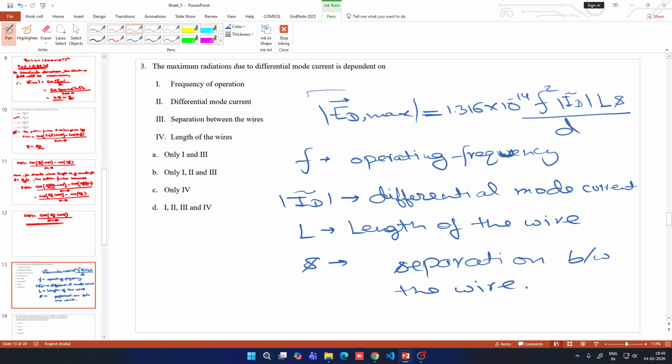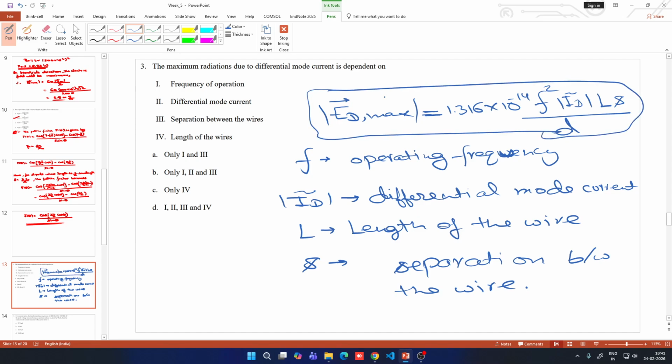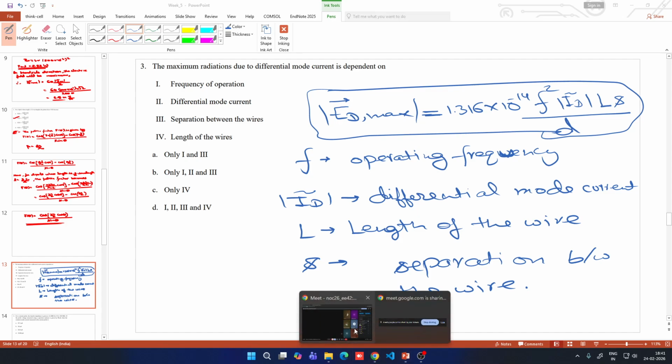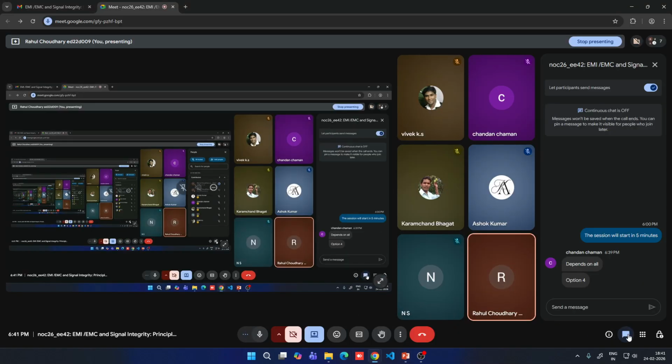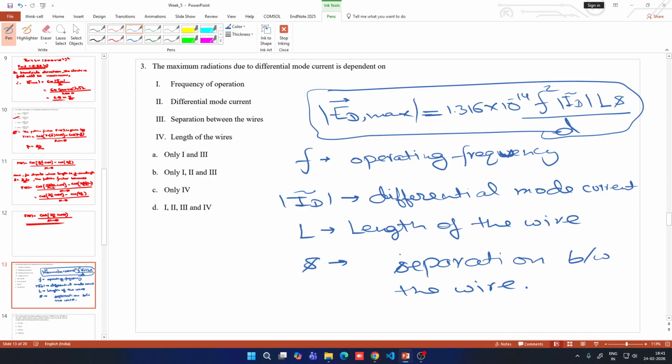Now since you have the formula which gives the dependence of this maximum radiation due to differential mode current, it depends on frequency of operation, I_D, L and S. Now I hope everybody got the answer, right? What will be the answer? Yeah, option 4, exactly. That is correct. It depends on all four of them.